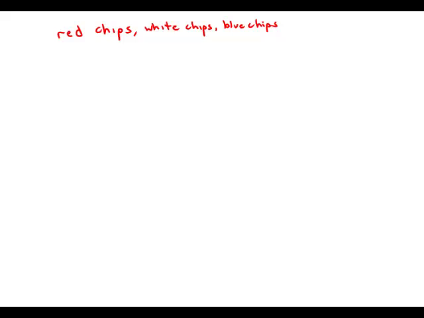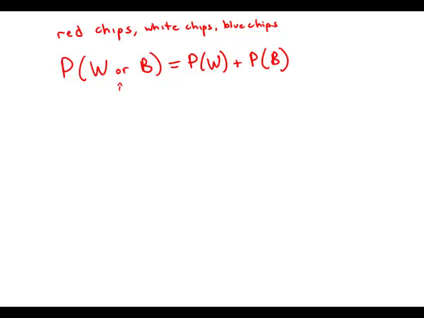A box contains only red chips, white chips, and blue chips. How patriotic. If a chip is randomly selected from the box, what is the probability the chip will be either white or blue? So we want to know the probability that it is white or blue. And of course, the word "or" in probability means that we can add these two probabilities.